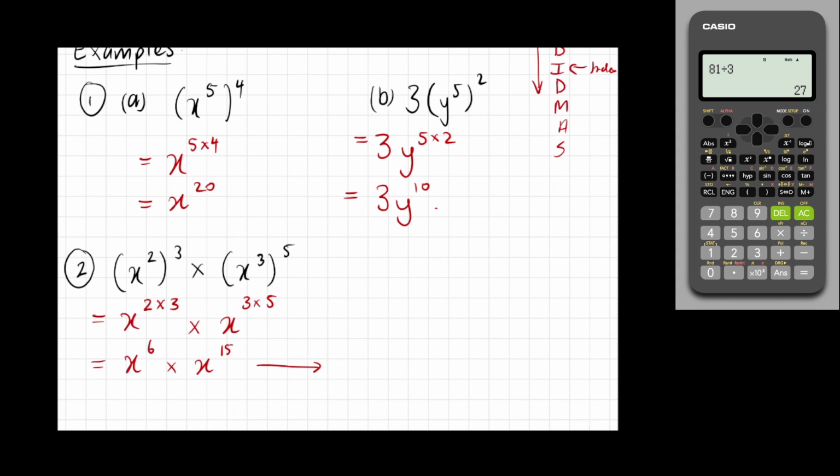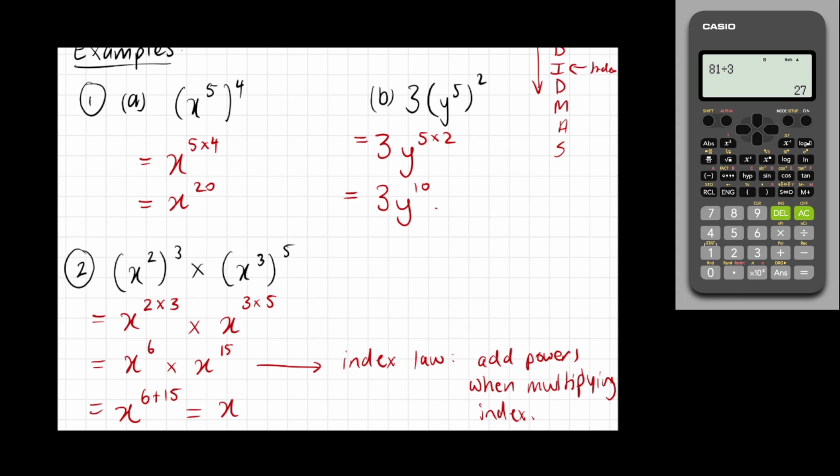Now, using our index laws, remember, the index law here says we need to add powers when multiplying, and it has to be the same base. Here, because we're multiplying an x and an x together, we can add the powers. This is equal to x to the power of 6 plus 15. So putting that all together, we get x to the power of 20.